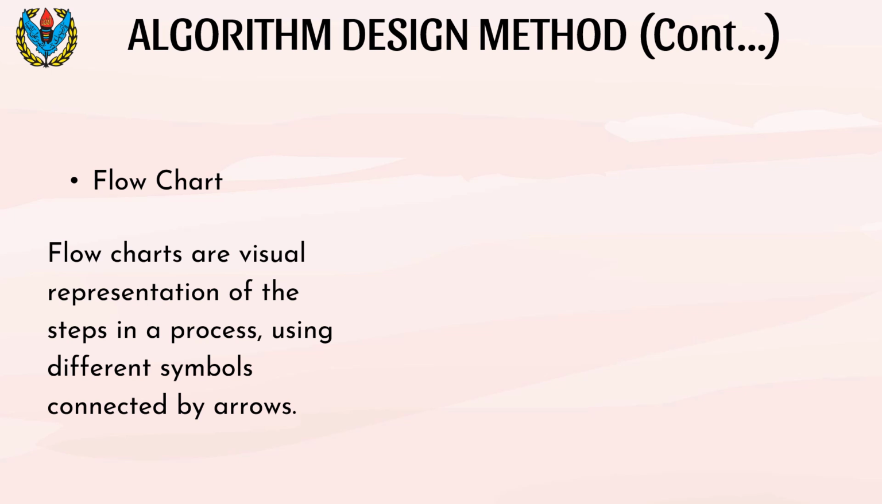Another method of designing an algorithm is a flowchart. Flowcharts are another way of showing the steps of a process, but instead of words, we use symbols. Flowcharts make it easier to see the logic of a program. Each shape in a flowchart has a meaning. An oval represents the start and end of a flowchart.